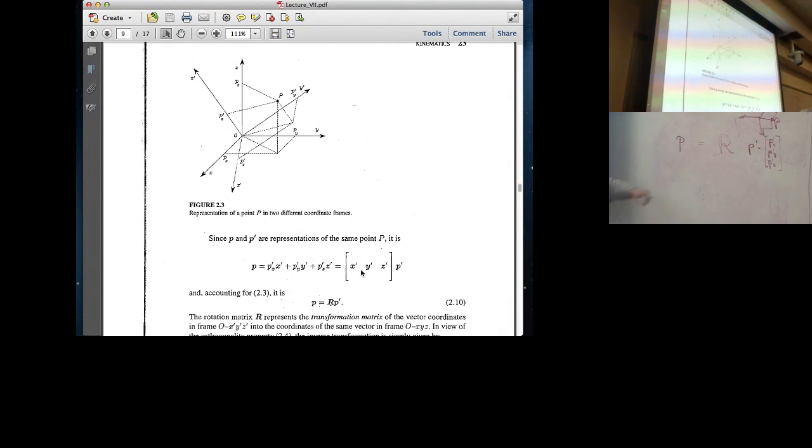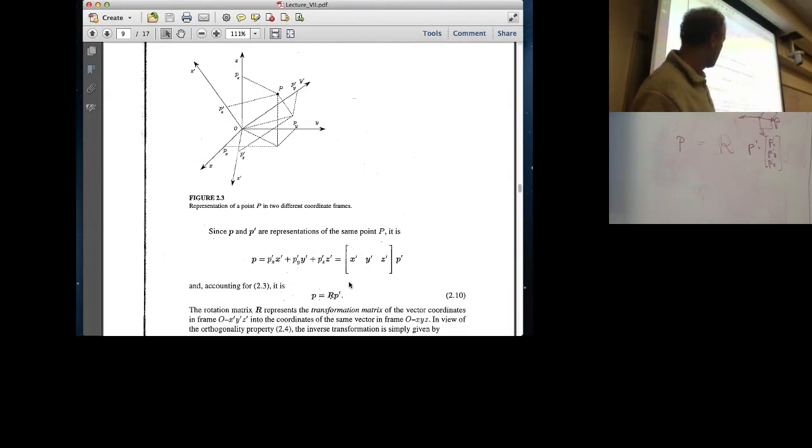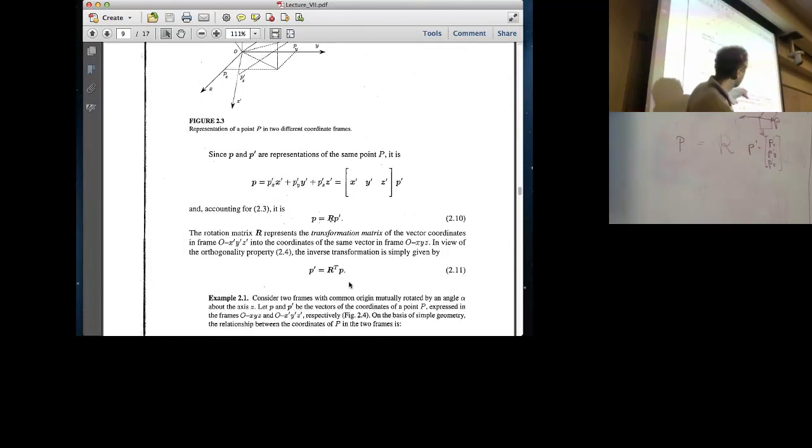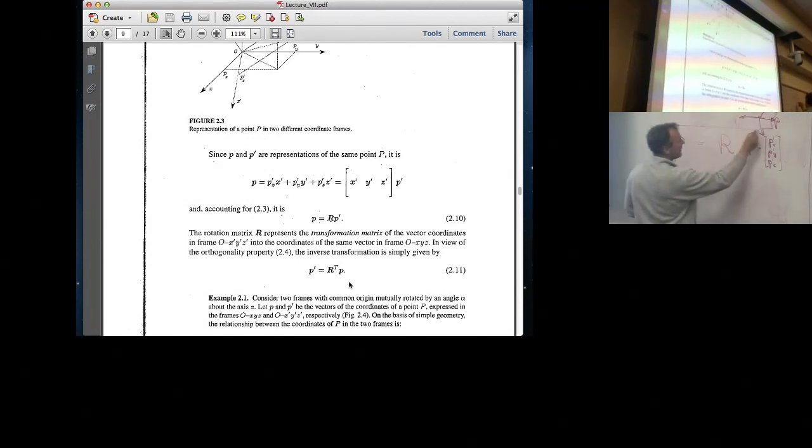And that basically now inner product these coordinate components on all the axes of x, y, and z, and you finally get the representation of the P point in global coordinate systems. Okay? So this here is what we really care about in the end, that P equals R times P prime.